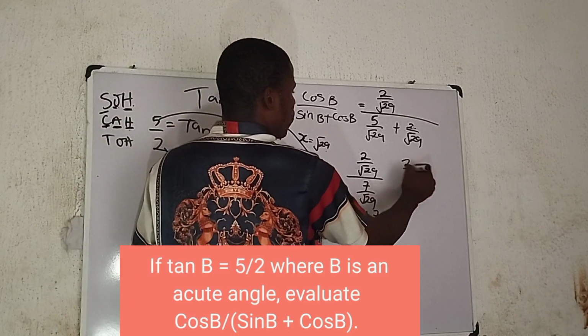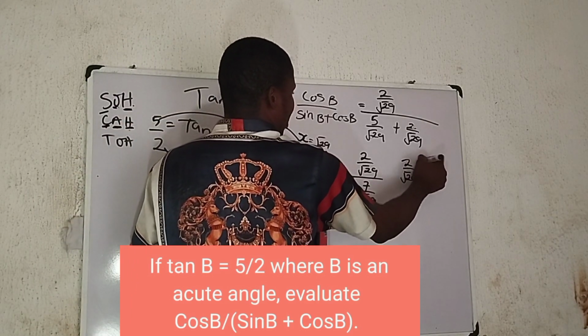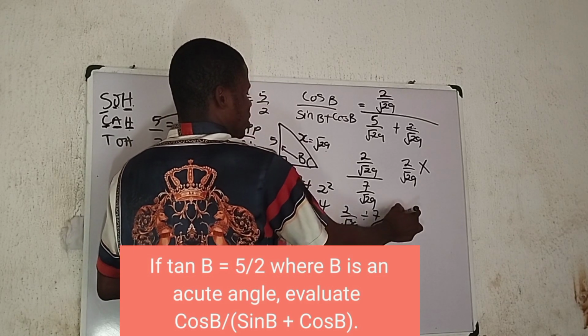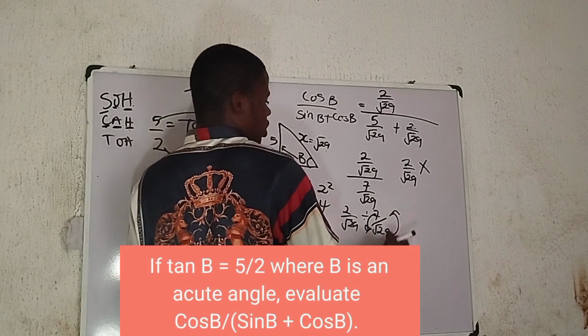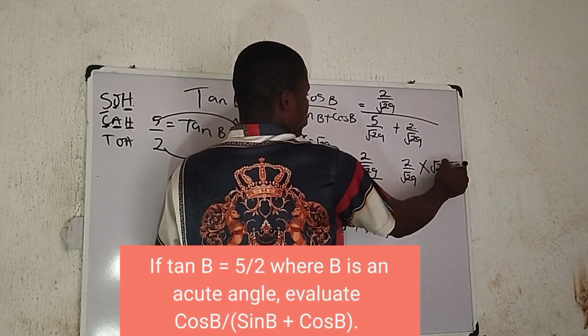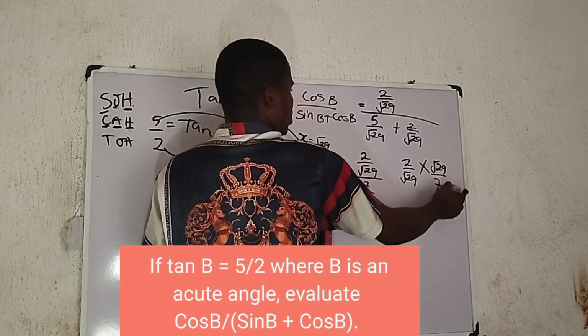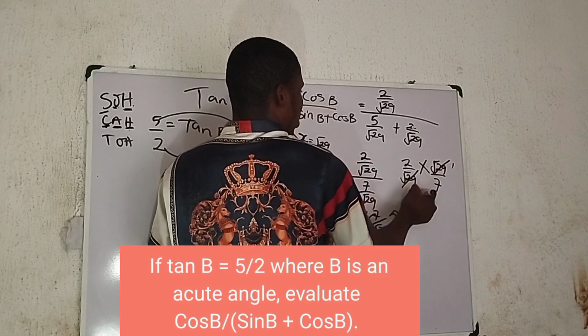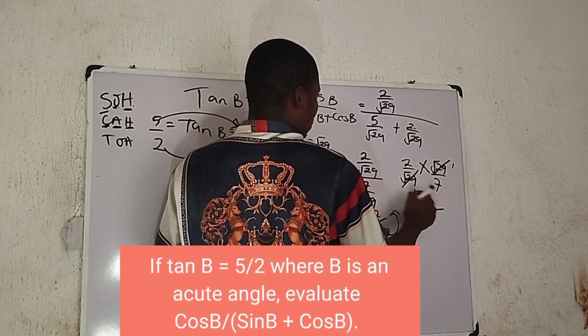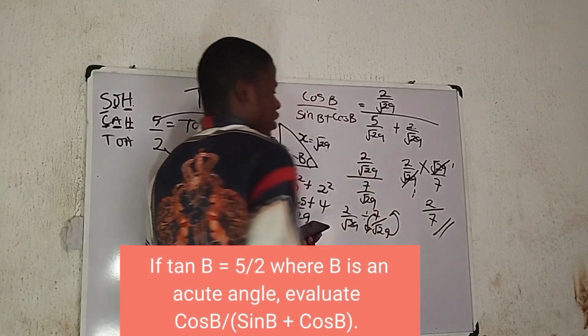So I'm having 2 over square root of 29. When I change to times, I will invert. The numerator goes down while the denominator goes up. I hope you understand. So times square root of 29 all over 7. So square root of 29 cancels square root of 29. Does it make sense? So they will give 1, 1. 2 times 1 is 2, all over 1 times 7 is 7. And this is my final answer.